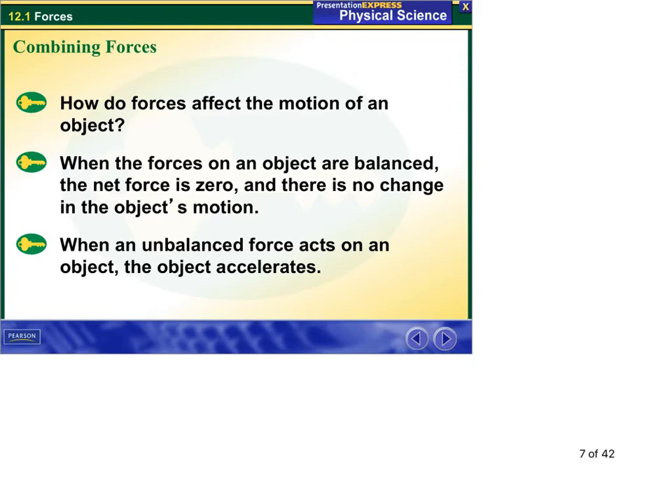So, another key question: how do forces affect the motion of an object? When the forces on an object are balanced, the net force is 0, and there's no change in the object's motion. When we have unbalanced forces, the object is going to accelerate. By balanced forces, we mean forces that cancel each other out. They may be equal forces going in opposite directions. You may have two people pushing on each end of something with equal force. The object's not going to go anywhere.